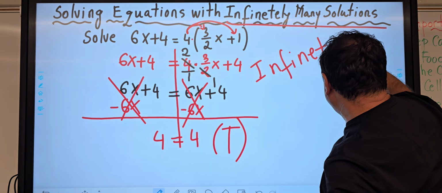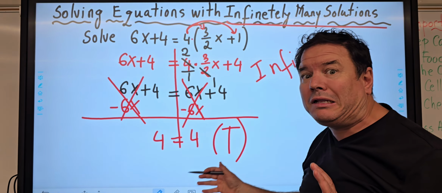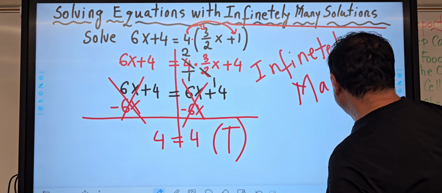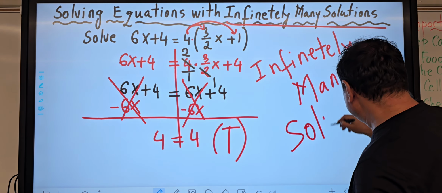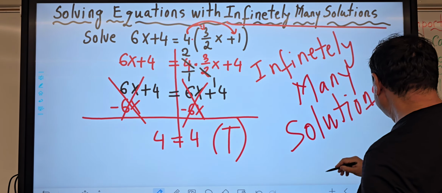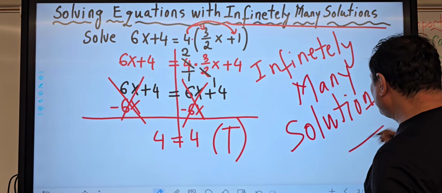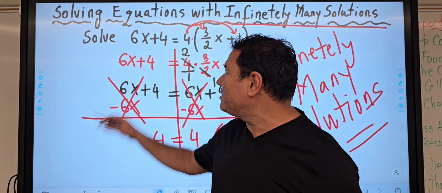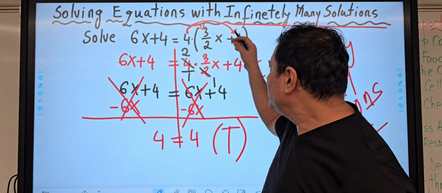Infinitely many solutions. That's all. That's it. If we get a true statement, the answer is infinitely many solutions. Meaning that x can be any number, right? It can be a million, you get a true statement. Any number, negative 2.756. If you plug it in, you end up with a true statement.